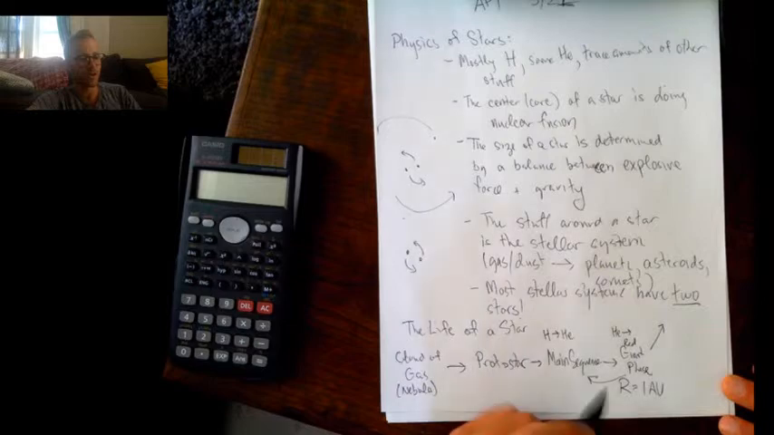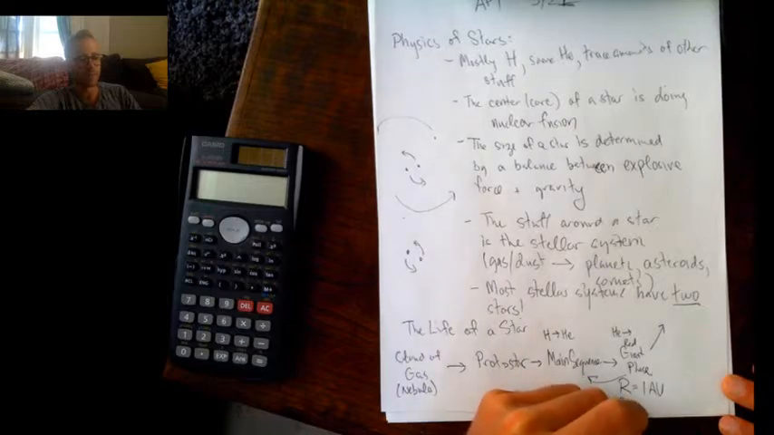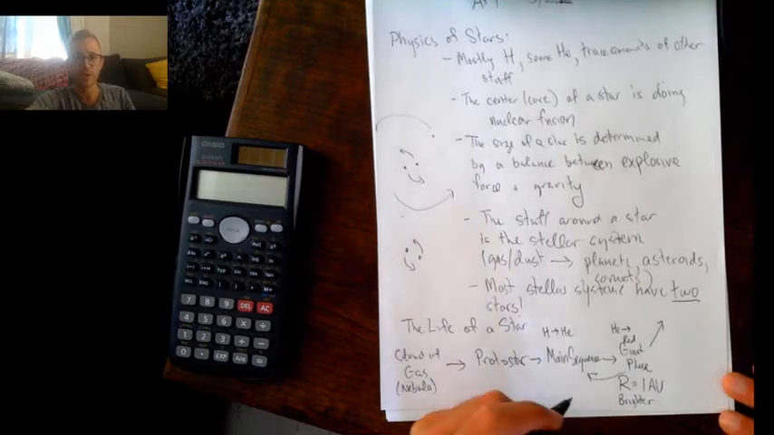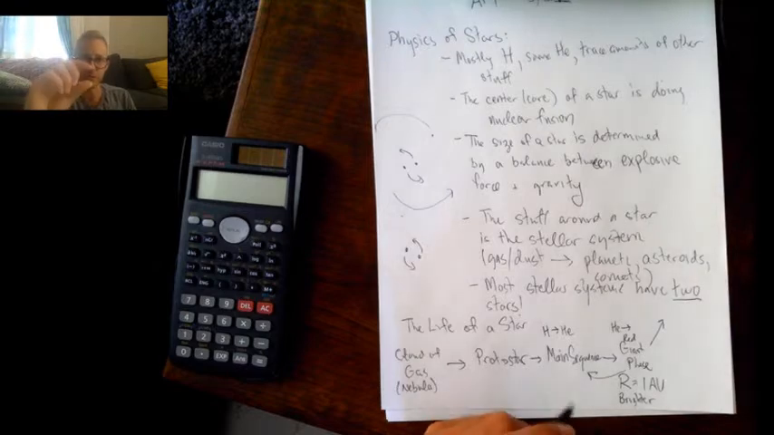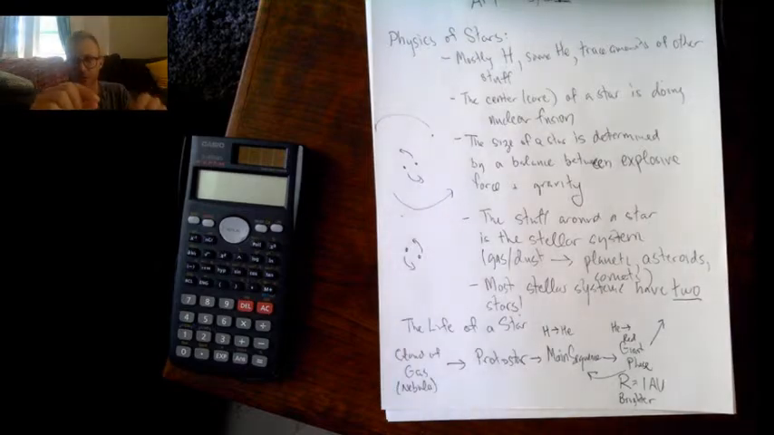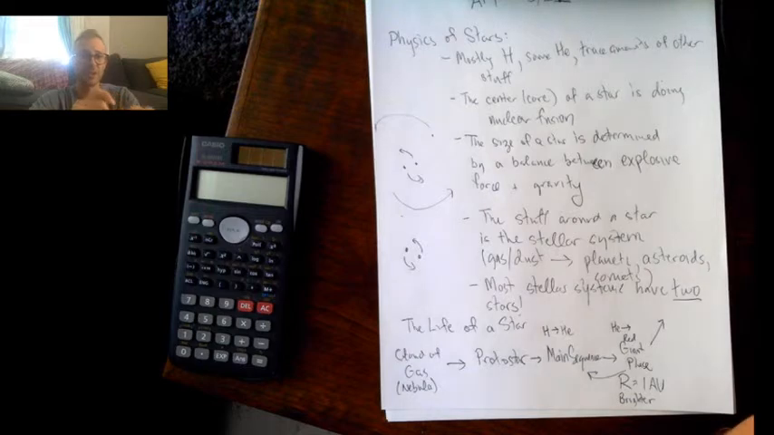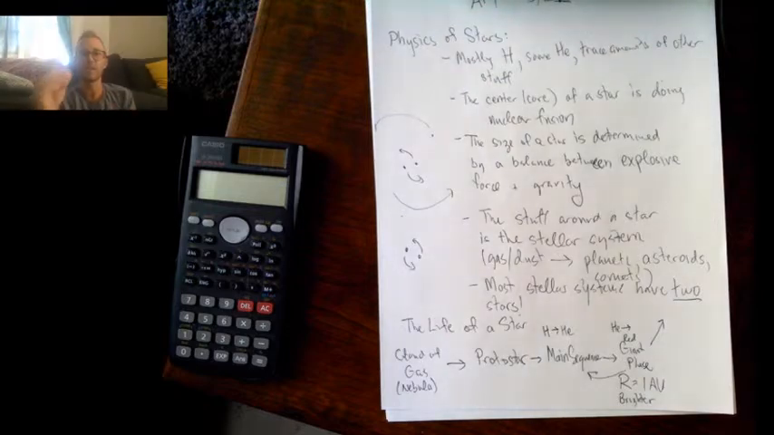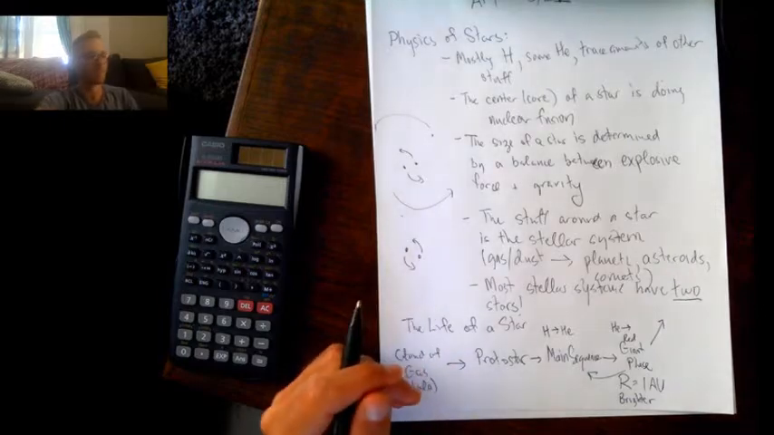Red giants are brighter than main sequence stars. Why is that? Well, even though they're cooler, so the brightness per surface area of the star is less, the star gets so much bigger that it's a lot brighter. So the fact that the surface of the star is less bright is compensated by the fact that there's a lot more surface of the star, so it gets brighter.